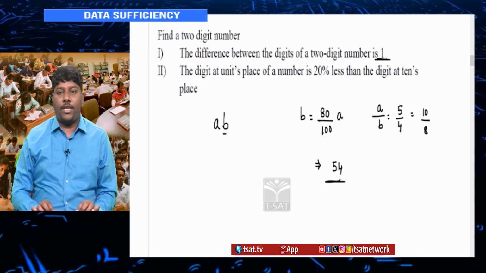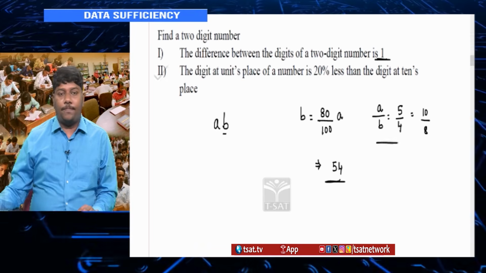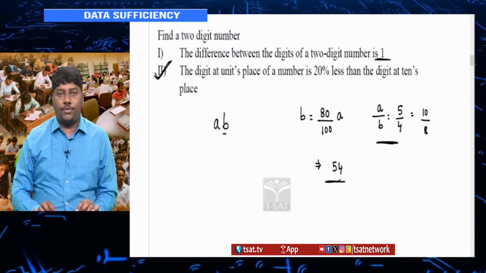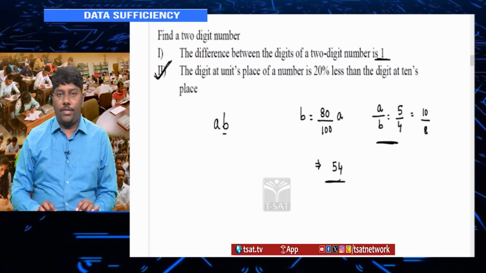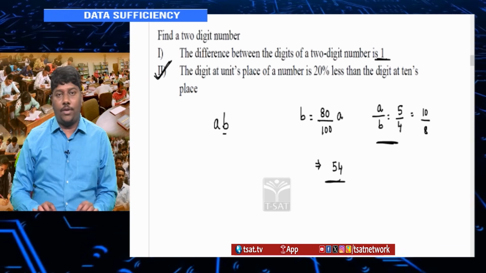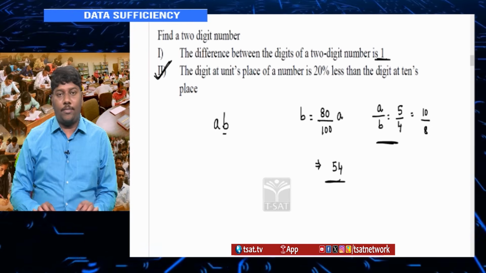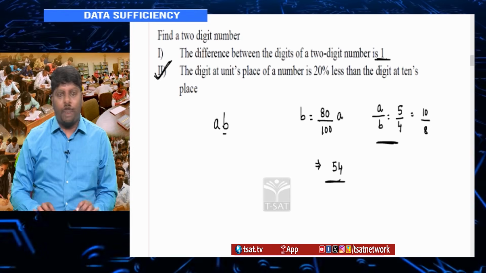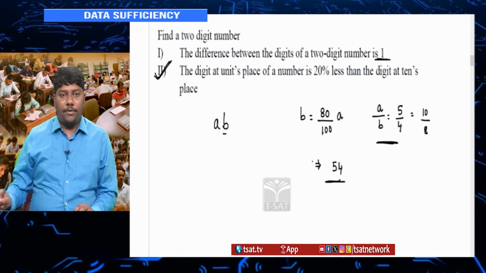only 54. I don't need to know whether the difference is 1 or not, because from statement 2 I am directly getting a is to b as 5:4. The only 2-digit number whose digits are in the ratio 5:4 is 54. There is no other 2-digit number whose ratio is 5:4. So, the answer is only by using statement 2. Statement 2 alone is sufficient, 1 is not required. So, our answer is B. You don't need the information given in 1, because we can find out only by using 2.